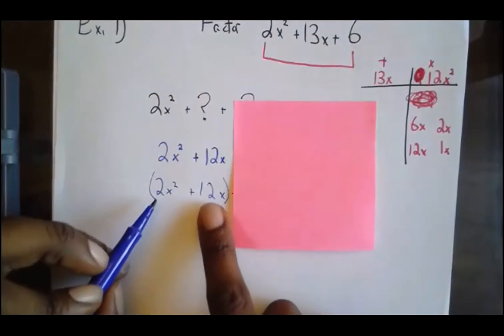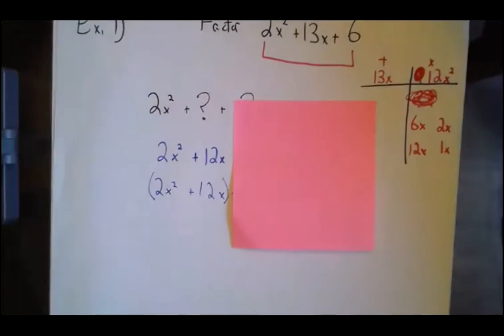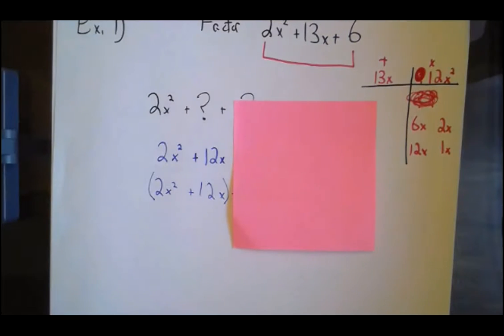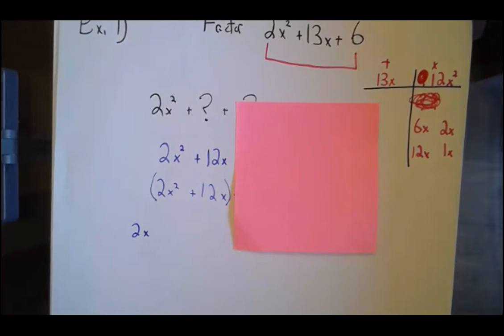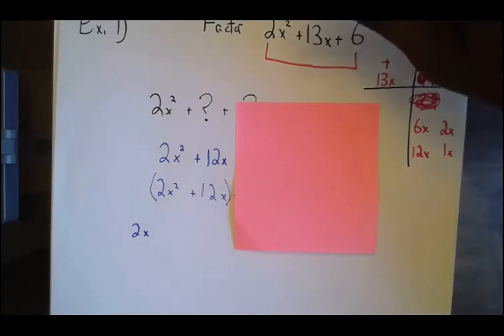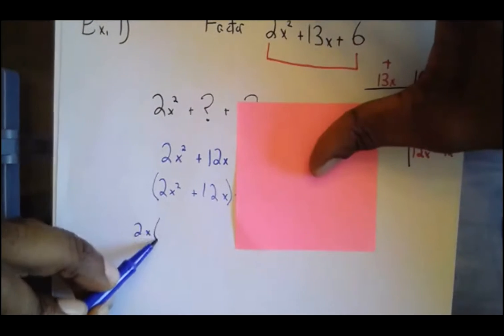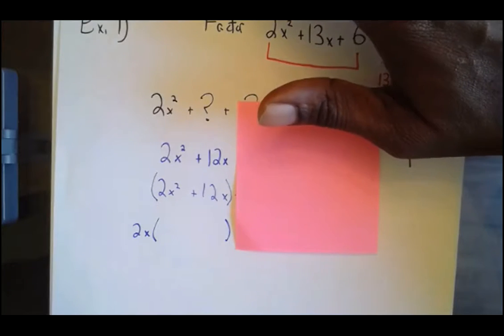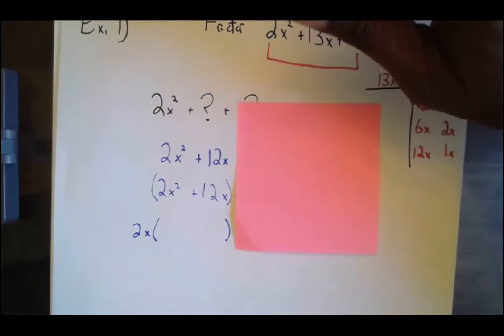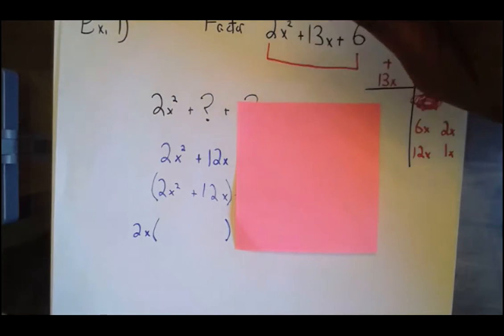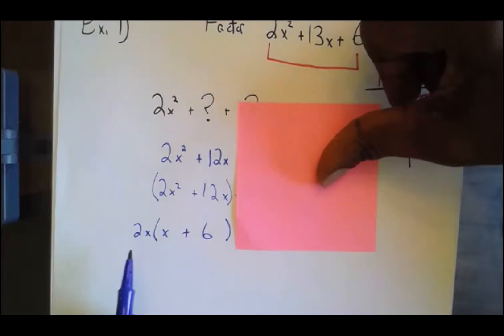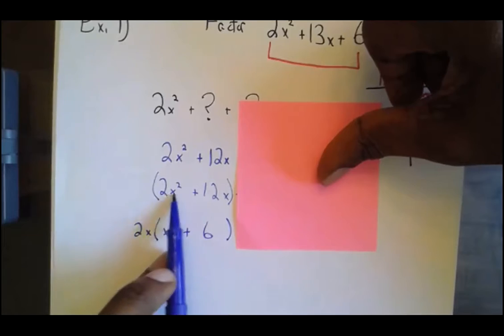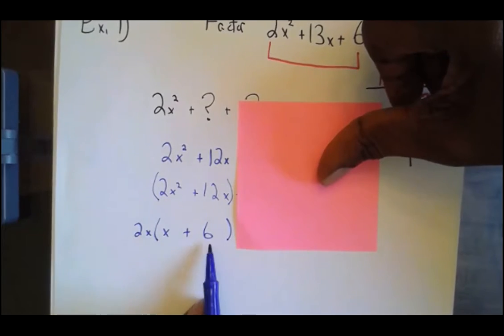You took out what number? What was the GCF though? Oh, I took out 2 as GCF. 2, right? 2x, right? X, right. So then on the inside, I have x plus 6. Right, because that times that is that, and then 2x times 6 is 12x.